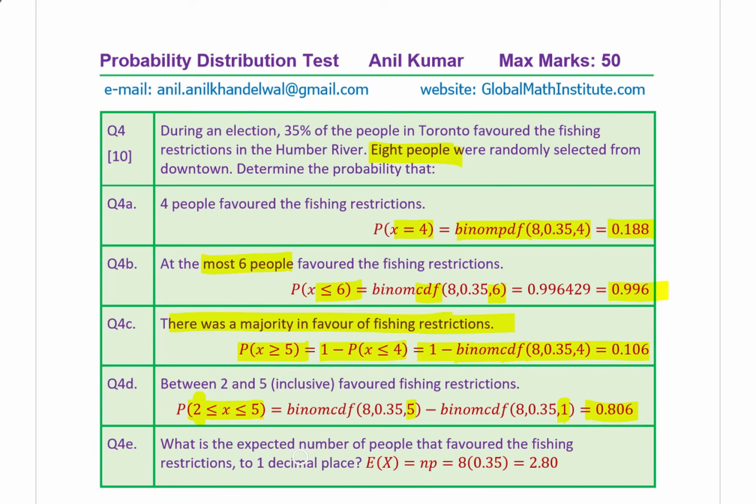Part E. What is the expected number of people that favored the fishing restrictions to one decimal place? So expected value is n times p, and then n is 8 for you, p is 0.35, we get 2.80 as the answer. So I hope that is absolutely clear.